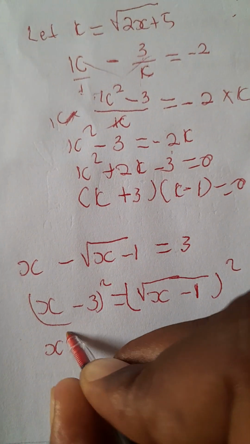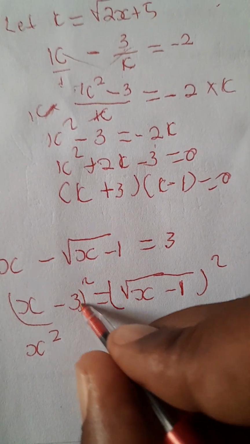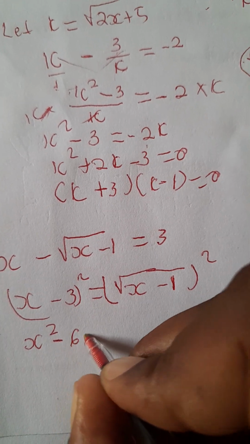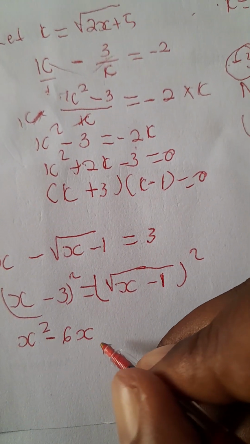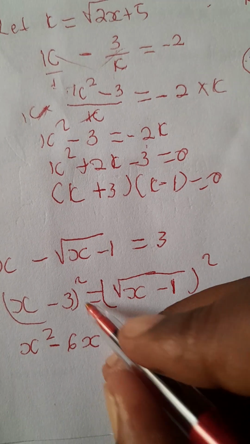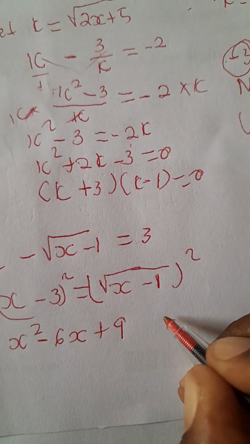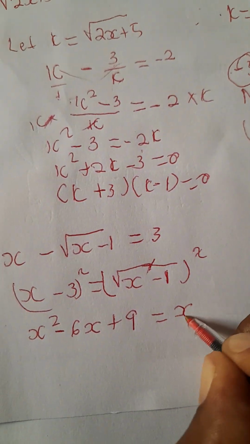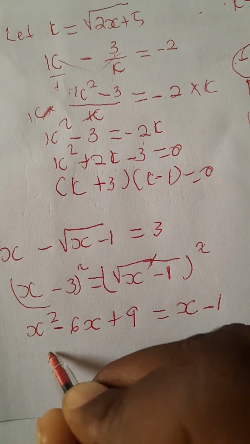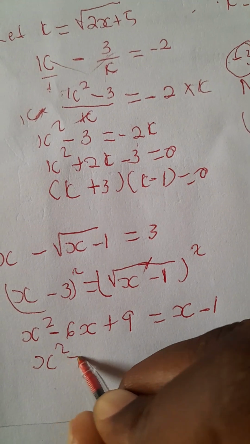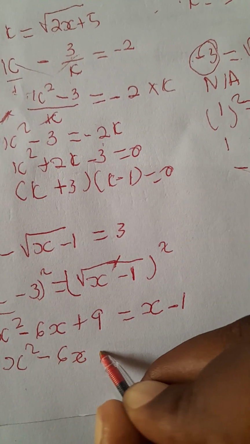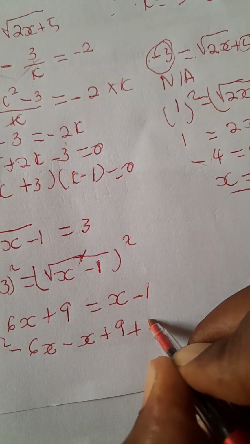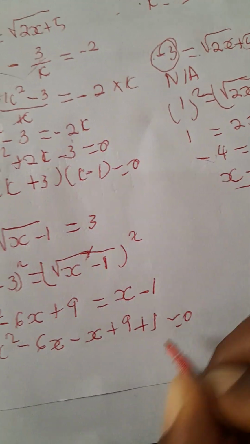Then you square the first term, it will be x squared. This power, multiply everything. 2 times x times 3, that will be minus 6x there. Okay, then square the last term, that will be positive 9. Remember the root and the square, they cancel each other. We are left with x minus 1. Okay, so we should collect the like terms. x squared minus 6x. Take x to the other side, it will be minus x plus 9 plus take negative 1 plus 1 equated to 0.